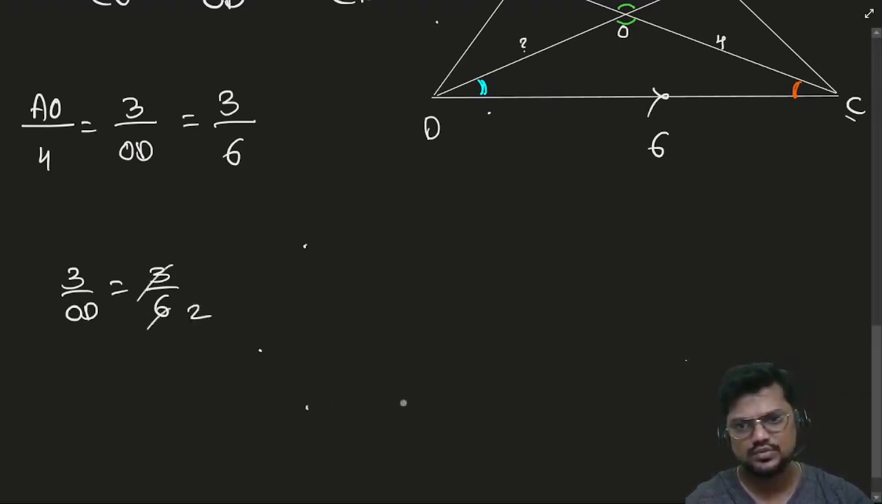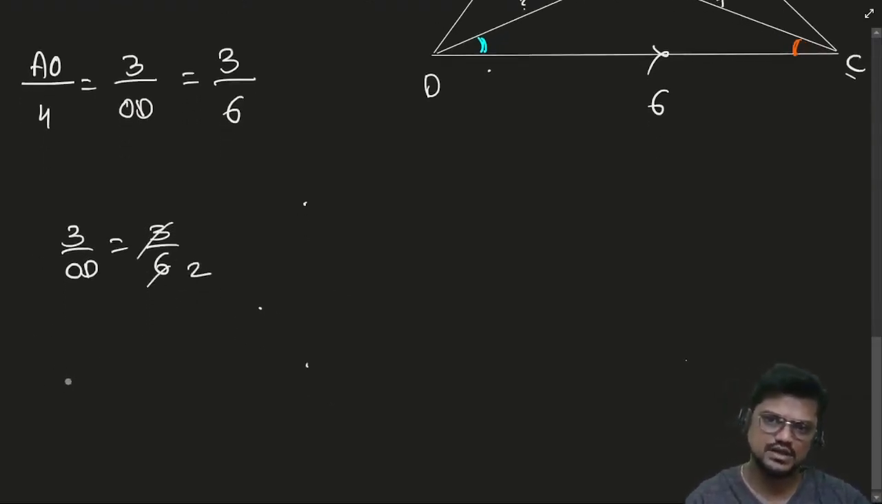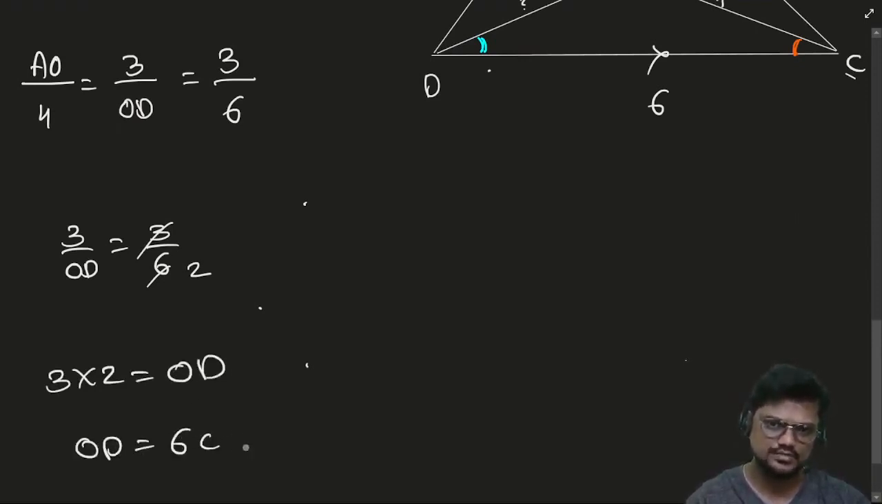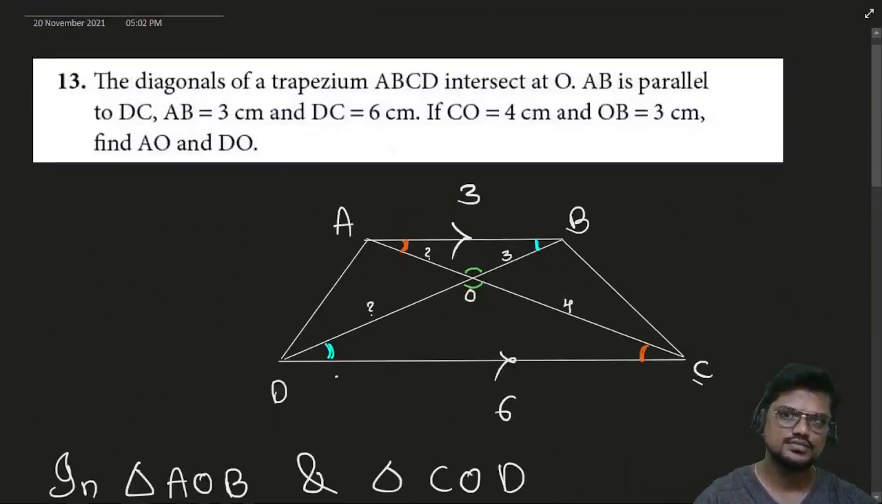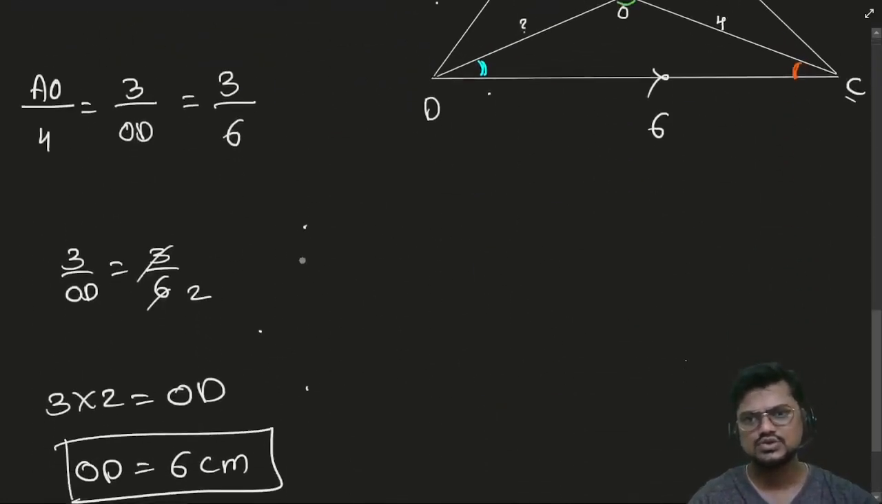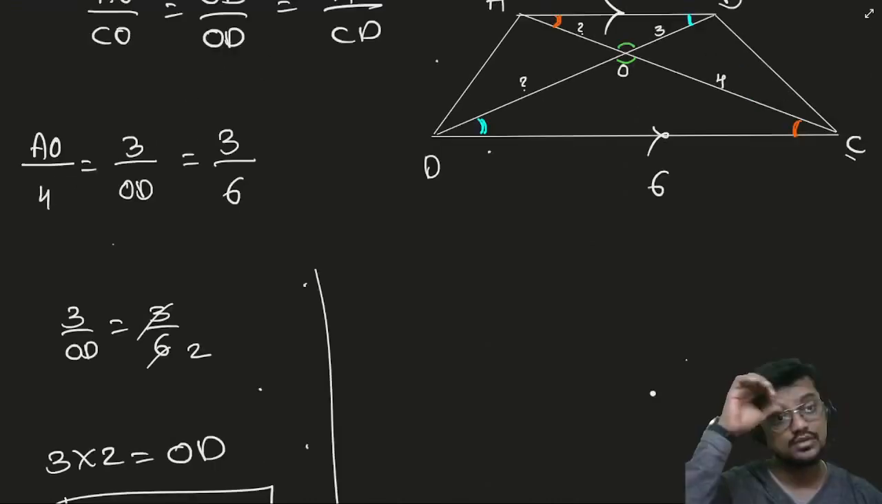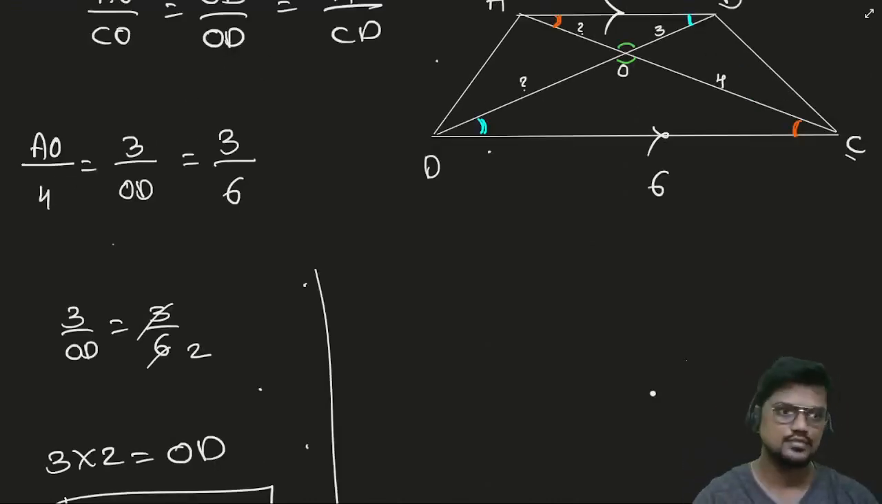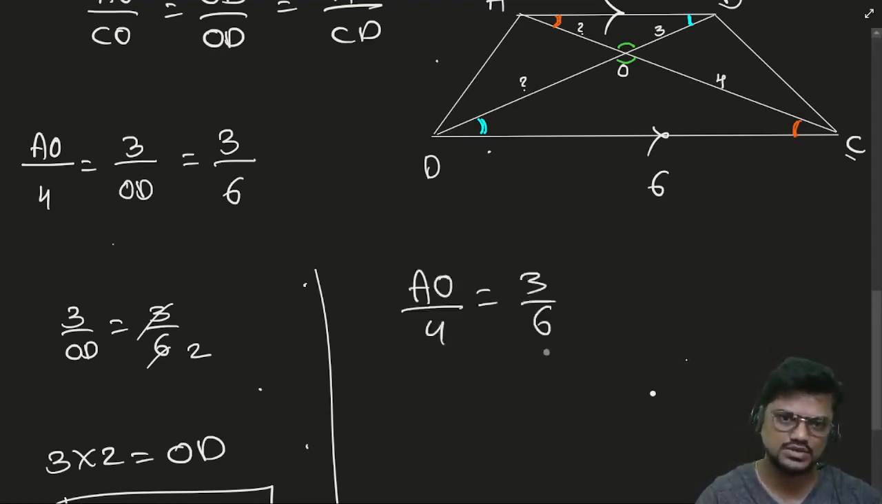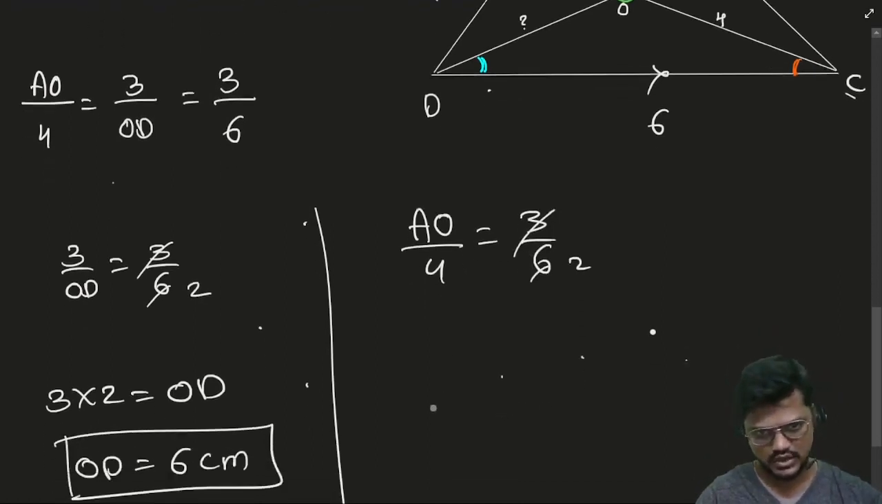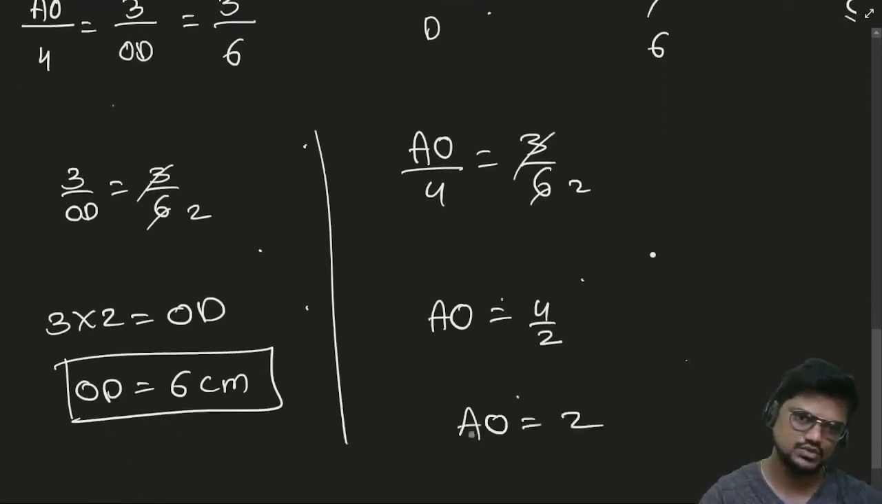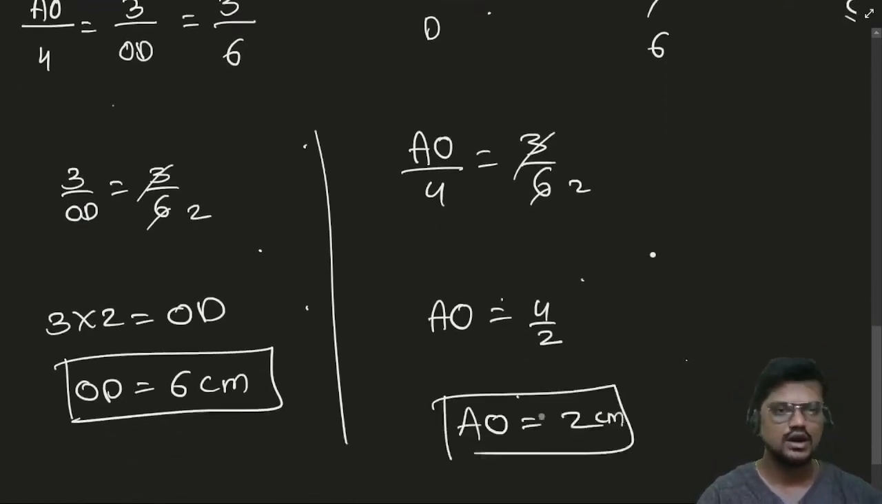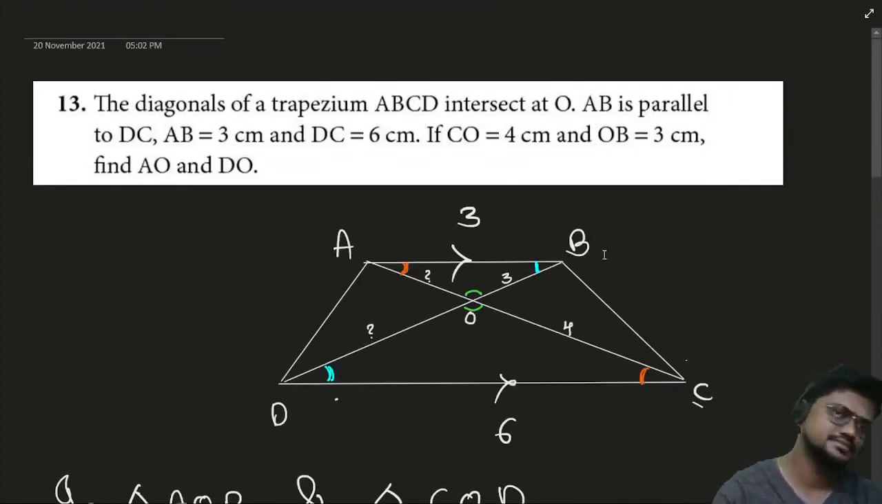So this 2 comes on this side, OD goes on that side, 3 into 2 will be equal to OD, and finally the value of OD equals 6 centimeter. Got it? This is in terms of centimeter. Also, you can equate this with this. After this, I can say AO upon 4 is equal to 3 upon 6. This one gets cancelled. So AO will be equal to 4 upon 2. Finally, I can say the value of AO is 2 centimeter. Understood how to find the value of AO and OD?